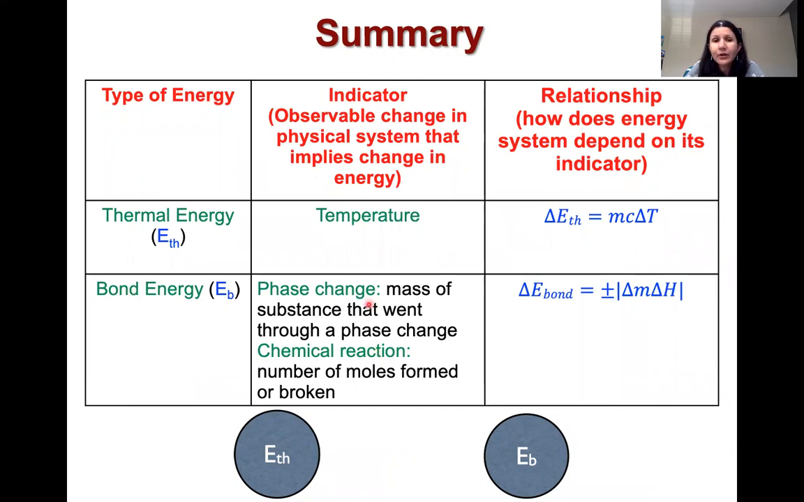How do we know bond energy is changing? When your substance is either going through a phase transition or there's a chemical reaction happening. And you will apply this equation in discussion lab, both to phase transitions and chemical reactions. And we use this equation to figure that out.